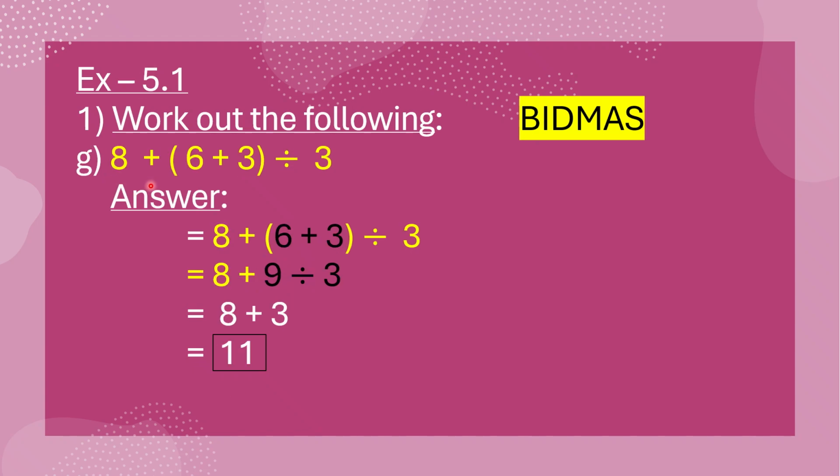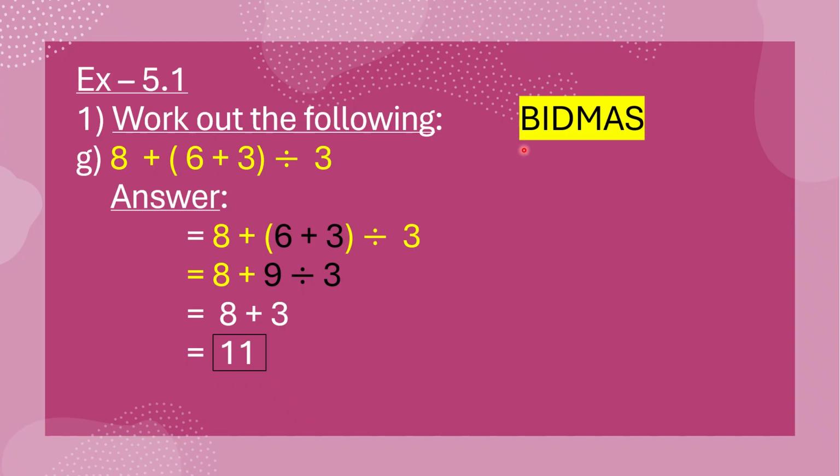Next sum: 8 plus (6 plus 3) divided by 3. Okay, so we have to use the BIDMAS rule. So in the BIDMAS rule, what is B? That is bracket. So we have to do the bracket first. So 6 plus 3 is 9, only inside the bracket. Okay, so we have to do brackets first. So 6 plus 3 is 9, divided by 3.